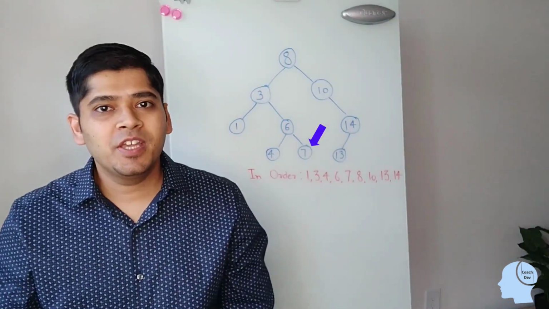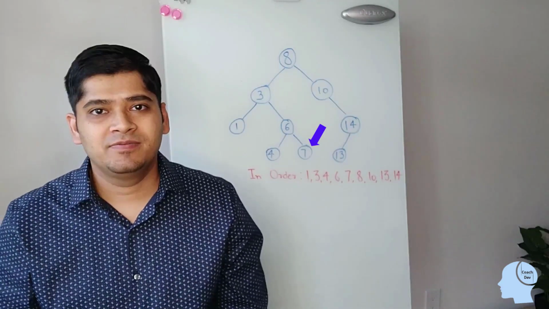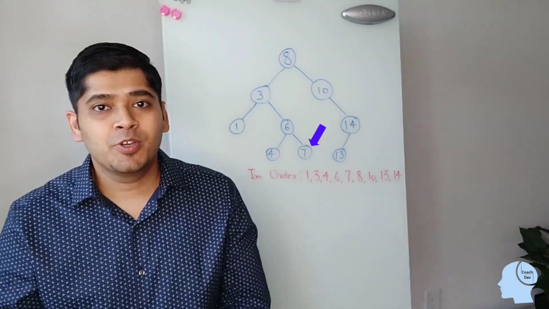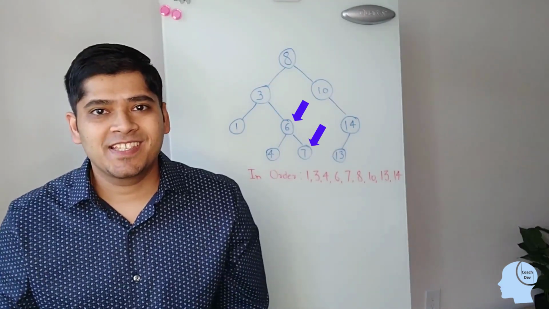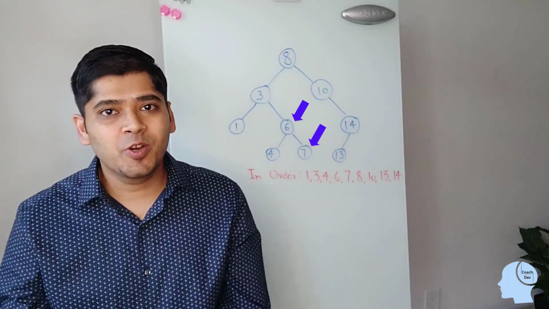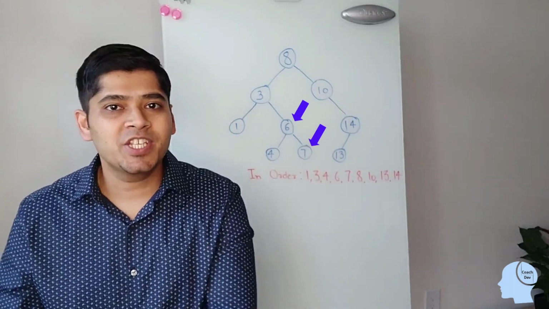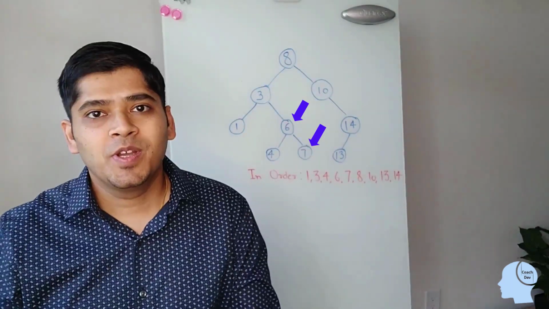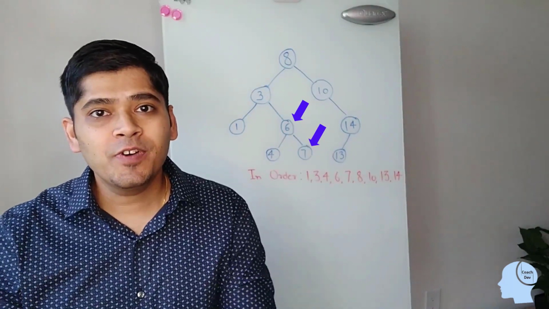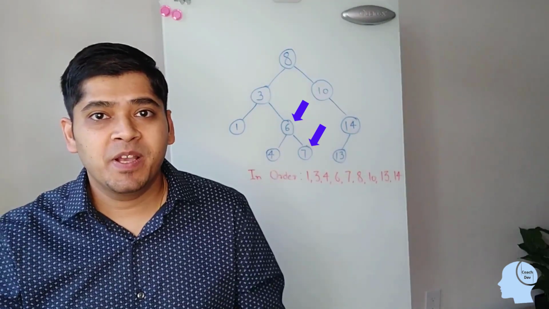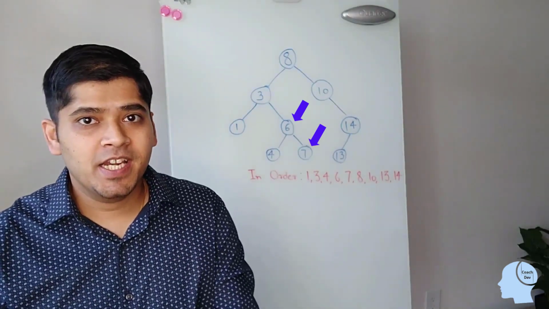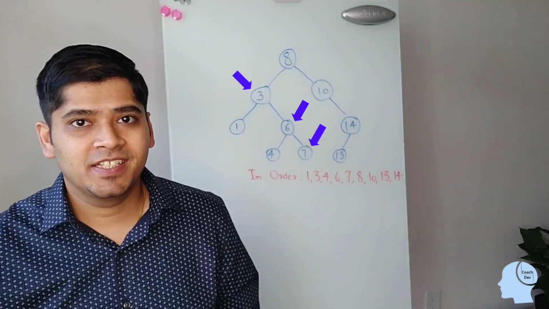Suppose you are given the input of node 7. You traverse to the parent node, node 6. After reaching node 6, you realize that you came from the right child. So, in this case, you go further up, that is the parent of node 6, that is node 3.